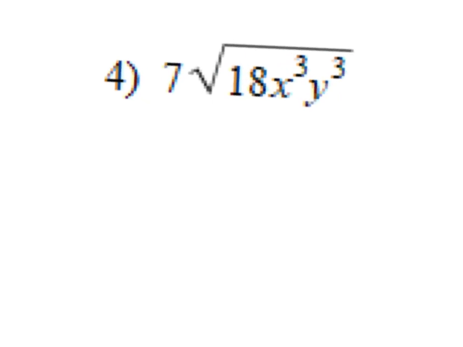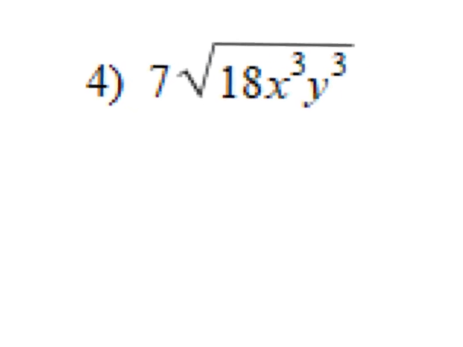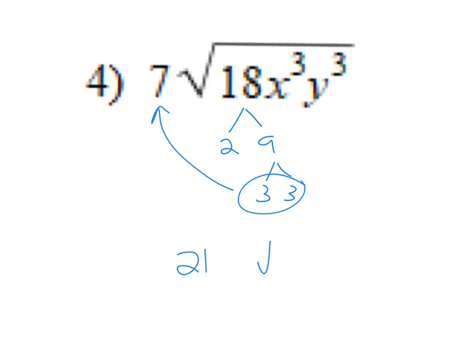Okay, number 4. All right, so 18 is going to break down to 2 and 9. And then 9 will break to 3 and 3. 3's pair up and move out, so 7 times 3 is 21. I've got the 2 left over on the inside right here.